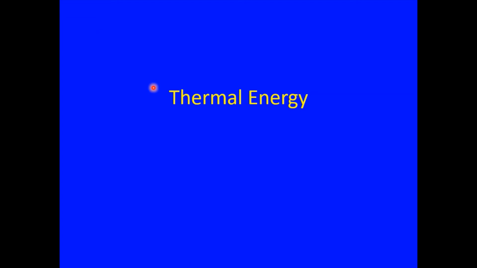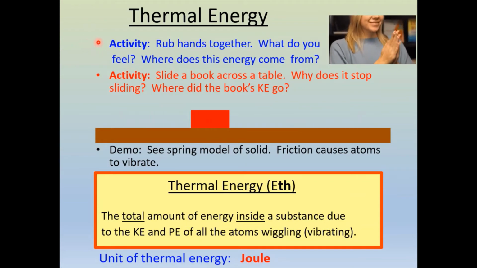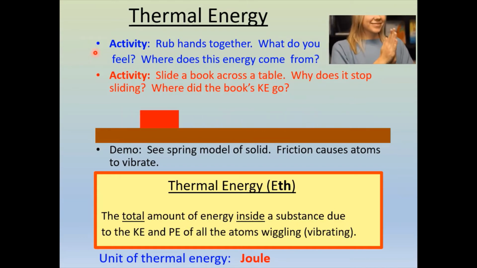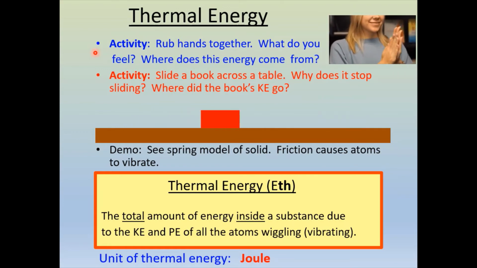The next type of energy we're going to discuss is called thermal energy. So here's a quick activity you can do at home. Rub your hands together like is shown here. And what do you feel? And where does this energy come from? Well, you feel your hands getting warm, right? And as you probably guessed, this warmth or this heat that's produced comes from friction.